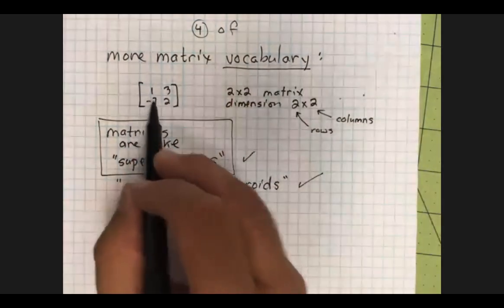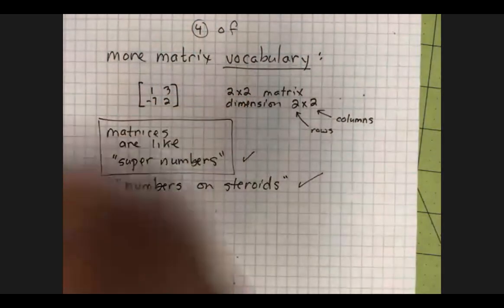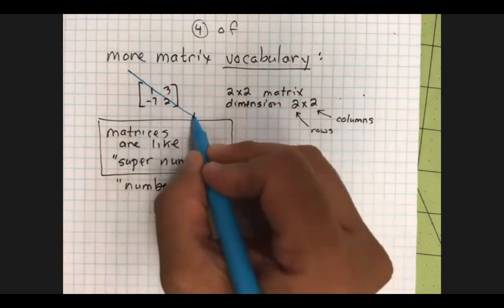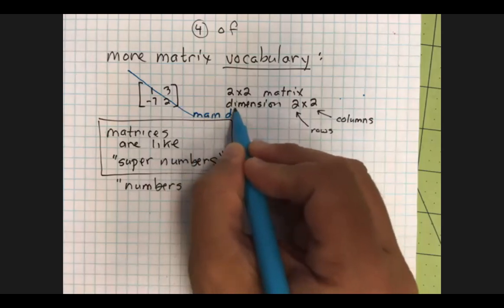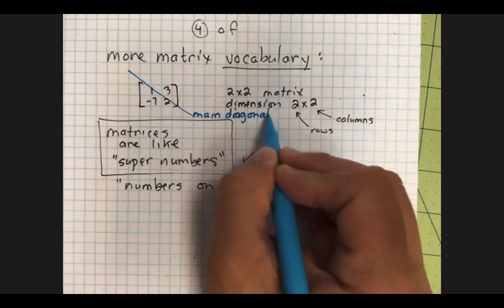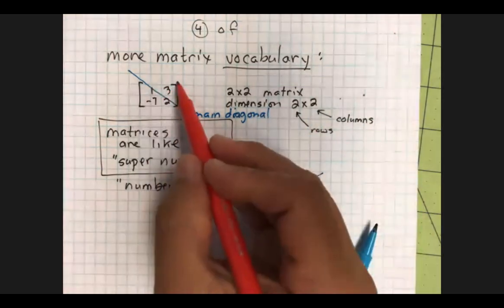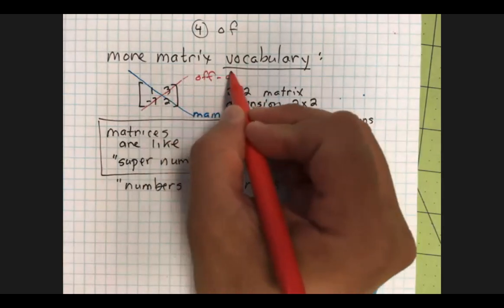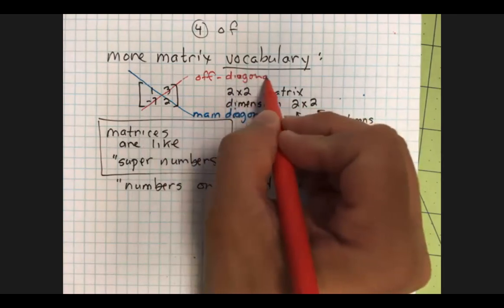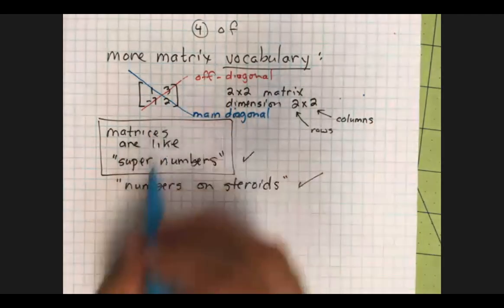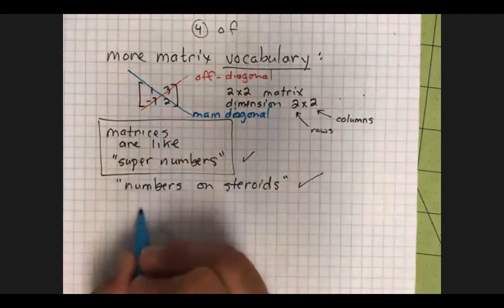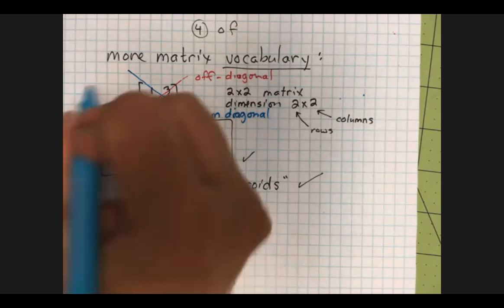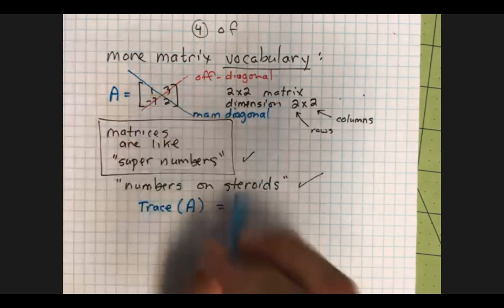When you have a square matrix and you add the numbers on the main diagonal, from the upper left to the lower right, it's called the main diagonal. Now, some people are in the habit of calling this other diagonal the off diagonal, kind of the leftover diagonal, but that's not standard vocabulary. When you add the numbers on the main diagonal, you get what's called the trace of the matrix A. Let's call this matrix A. And this matrix has a trace of 3.